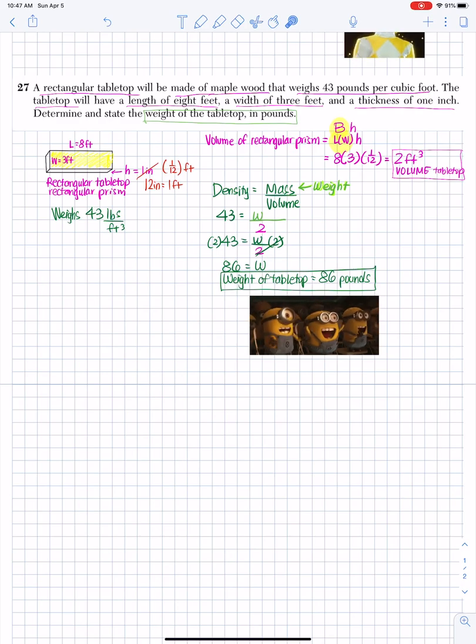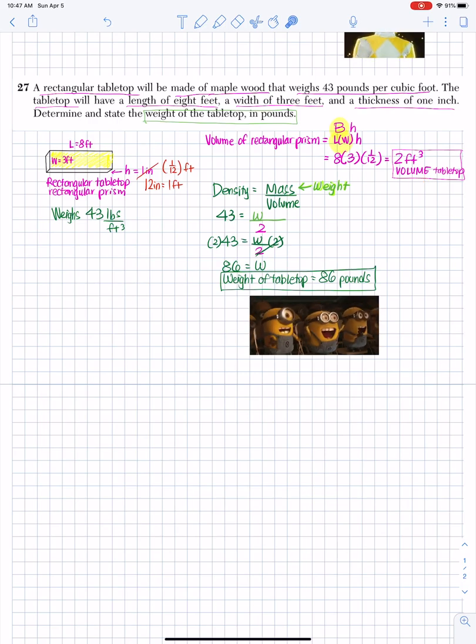So now let's go back to finding the volume. The volume of a rectangular prism is length times width times h. So I plug in the information: the length, the width, and the height that we changed into feet. When you multiply all these together, we get 2 cubic feet. That's the volume of the tabletop.